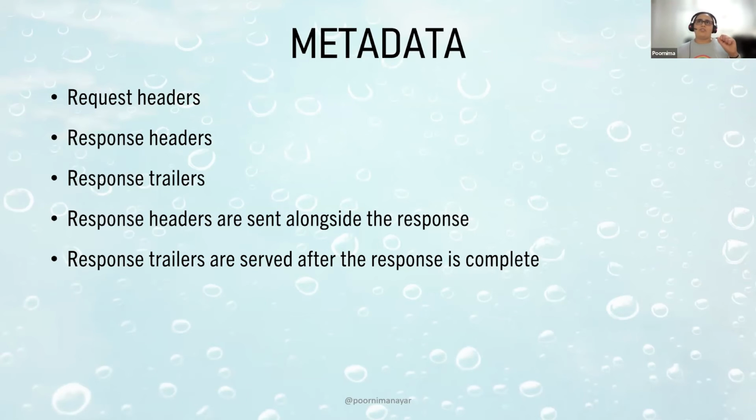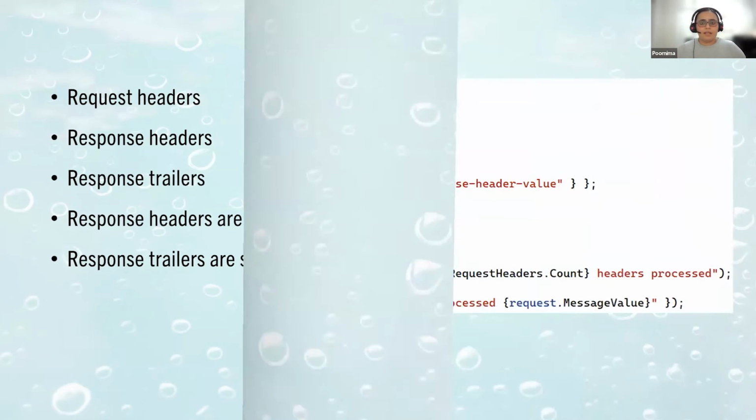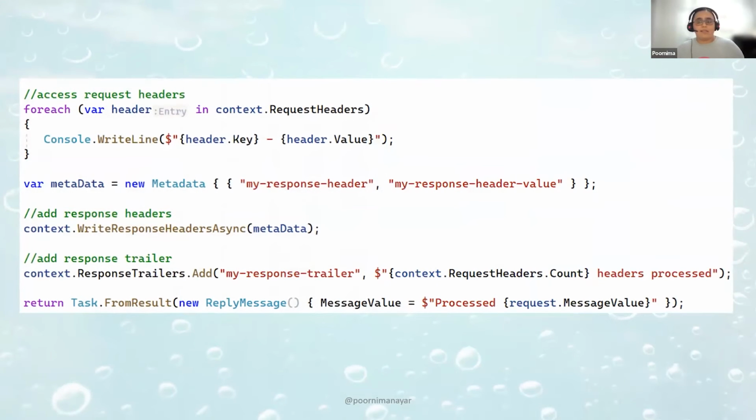Response headers are more generic information. They contain more generic information about the call itself, while response trailers are information that pertains to the response, the data that usually comes back in the response. And how would you access or make use of these headers?